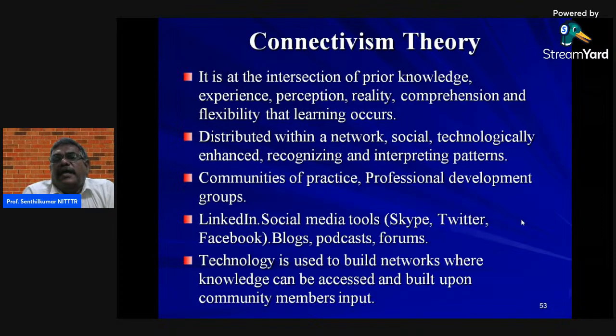And connectivism theory: interaction, intersection of previous knowledge, experience, perception, and comprehension, and flexibility, so that learning occurs distributed within the network, social, technologically enhanced, recognizing and interpreting patterns, communities of practice, professional development.